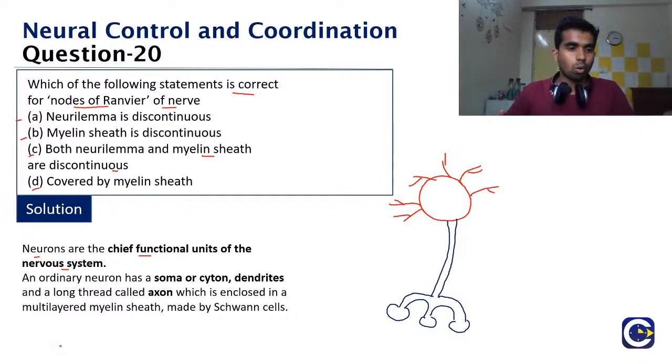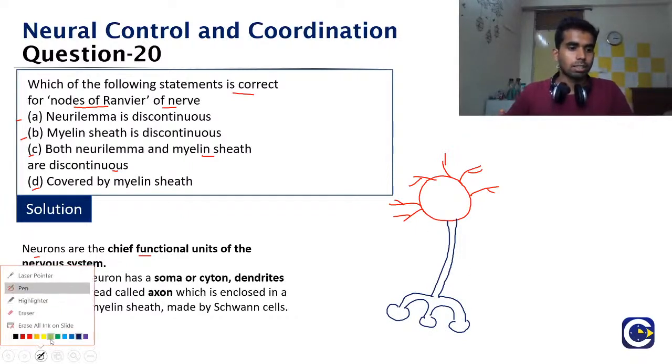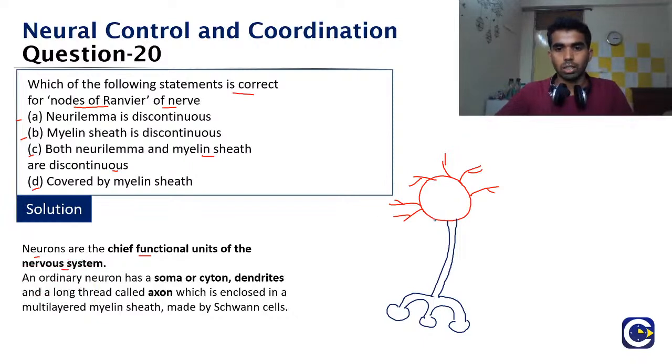Then on the axon, specialized cells are present, and those cells are known as the Schwann cells. These Schwann cells produce the myelin sheath, and the area where this myelin sheath is absent is known as the nodes of Ranvier.